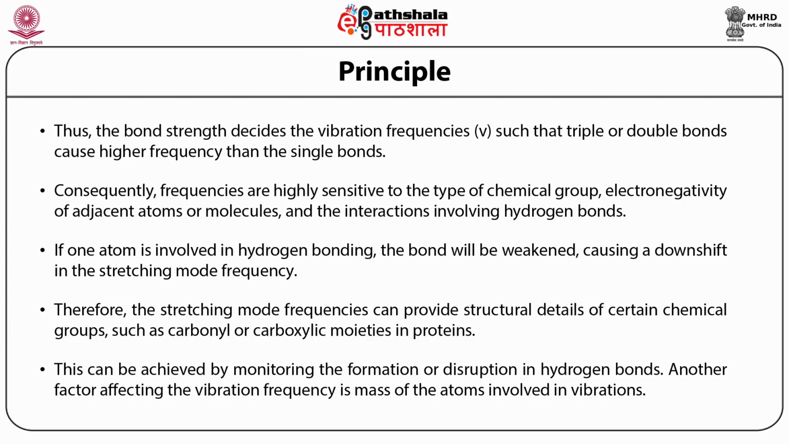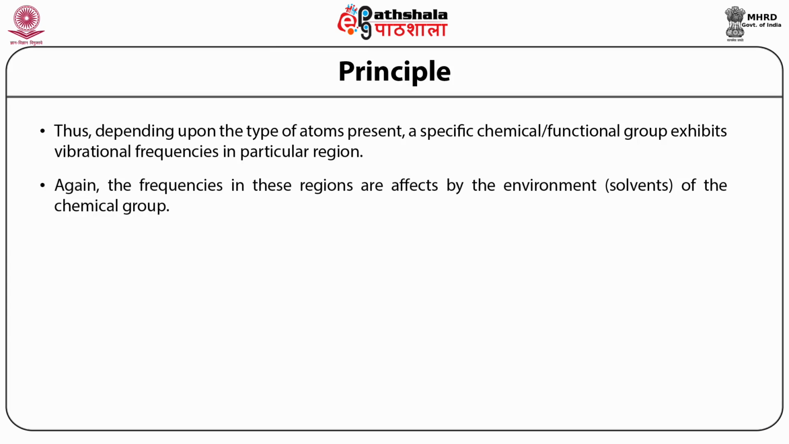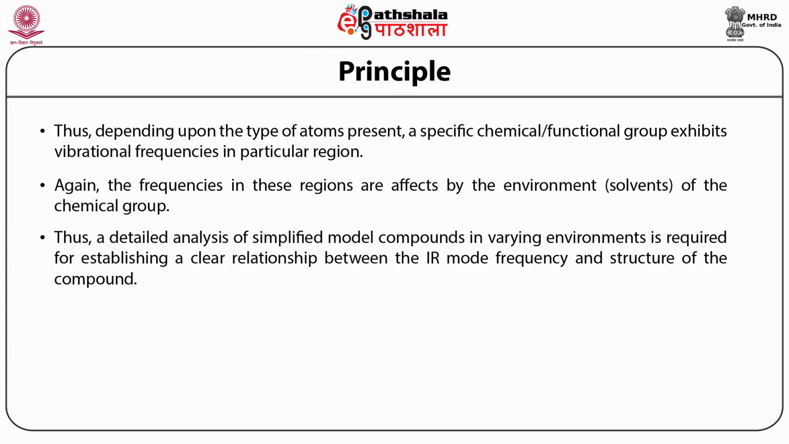Another factor affecting the vibration frequency is the mass of the atoms involved in vibrations. Consequently, the vibration frequency can also be altered by isotope labeling of the atoms involved. Thus, depending upon the type of atoms present, a specific chemical or functional group exhibits vibrational frequencies in a particular region. Again, the frequencies in these regions are affected by the environment or the solvents of the chemical group. Thus, a detailed analysis of simplified model compounds in varying environments is required for establishing a clear relationship between the IR mode frequency and structure of the compound.